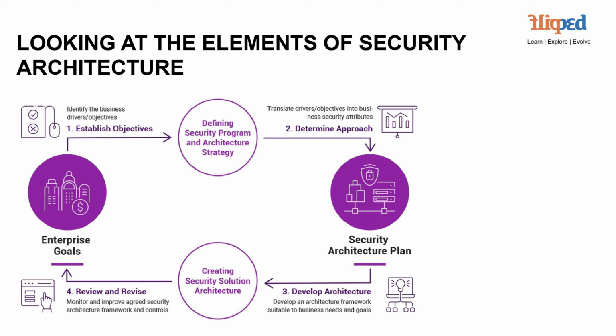The image demonstrates that the development of a robust security architecture is a dynamic and iterative process that begins with establishing objectives based on enterprise goals. The approach is then determined to plan out the security architecture, followed by its development, continuous review, and refinement. The cycle reinforces the idea that security architecture is not static but rather an ongoing effort that must adapt to the organization's changing needs and the evolving threat landscape. By aligning security with enterprise goals and continuously improving the architecture, organizations can create a strong and effective security framework.